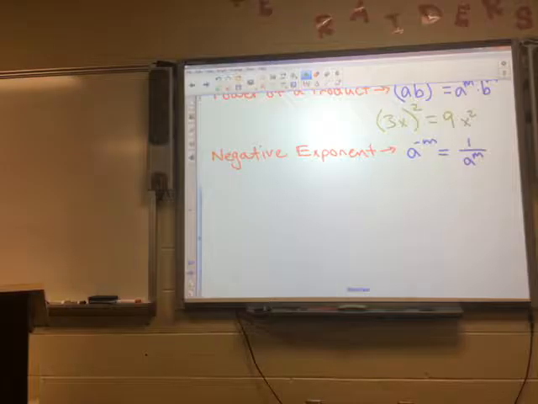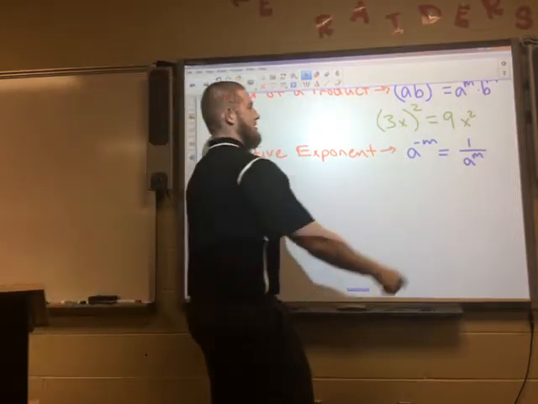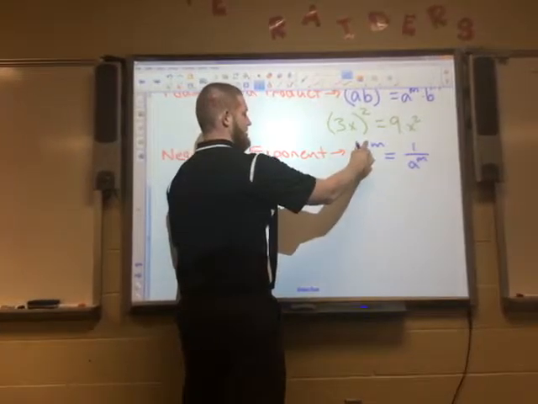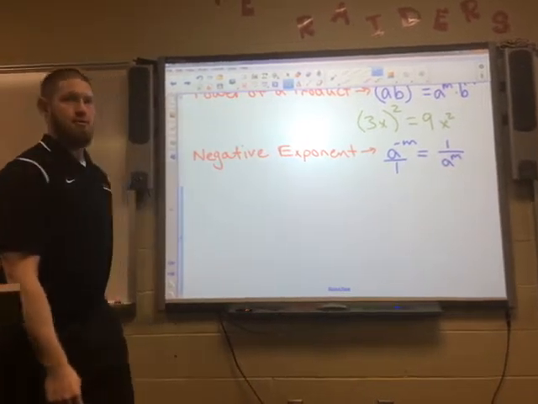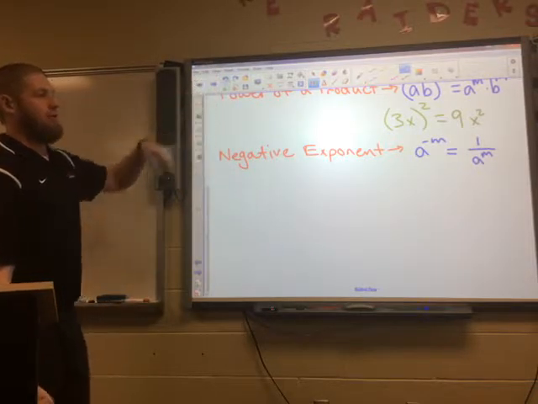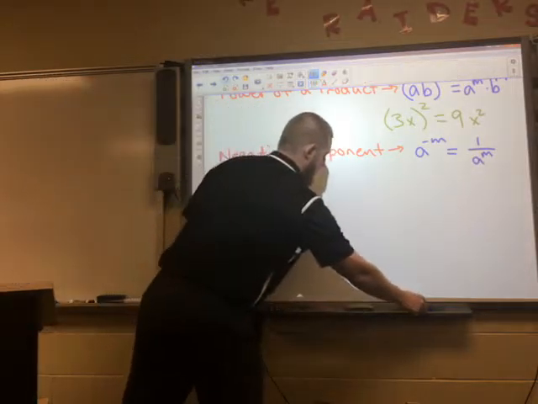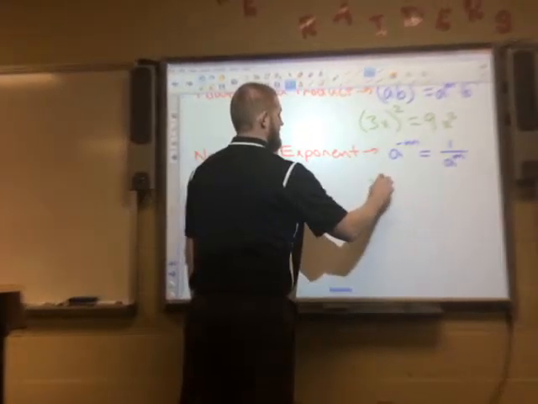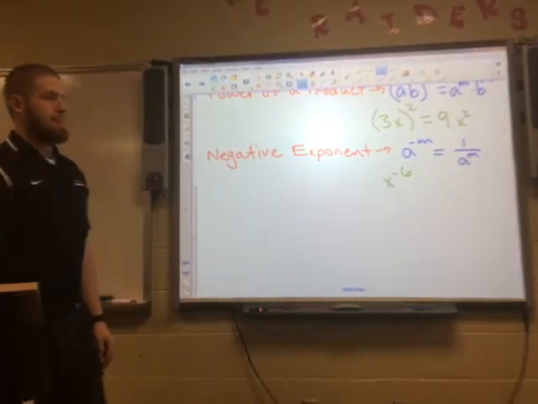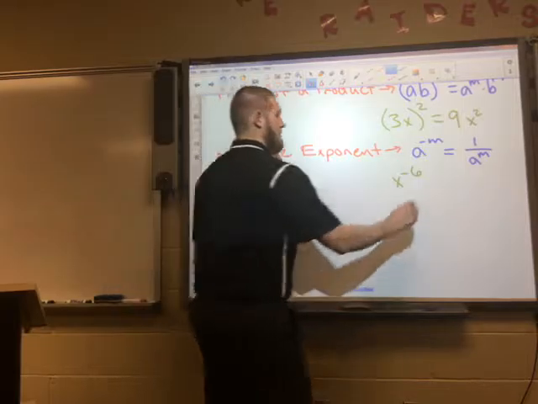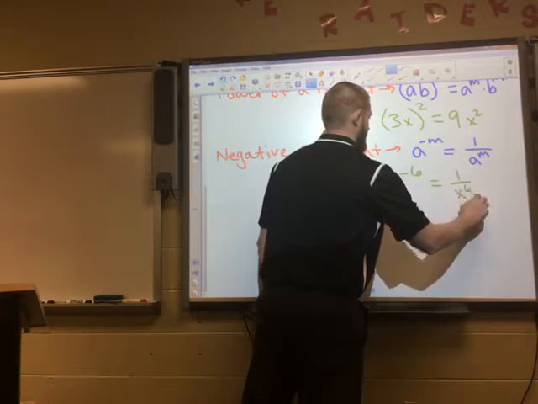If you're having trouble remembering that, just remember if you cross the line, you change the sign. So right now it's on top, and this is over 1, correct? If you cross the line with this, that sign changes. Or if you want to think of it the other way, if you need to change the sign, you need to cross the line. So if I have x to the negative 6th, we want to get rid of that negative exponent, so I need to do what? 1 over x to the 6th, exactly.